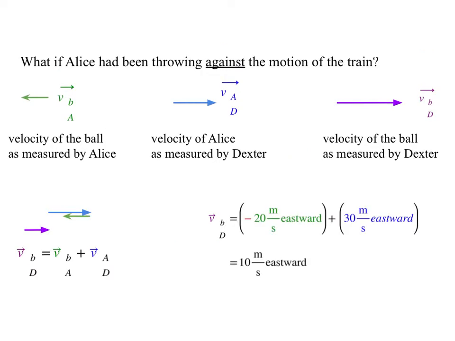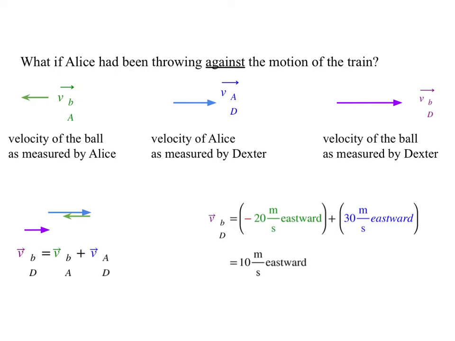Now, what if Alice had been throwing against the motion of the train? So she had been throwing backward against the train's motion. Then what would change, of course, is that her arrow would have been flipped. If we consider this to be eastward, then the ball would have been moving westward, so we'd flip the sense of the arrow. But the other two would look the same. This, of course, is no longer the correct picture, right? We should keep in mind that these don't add up to each other, so they're wrong. We'll see in a second how it goes.